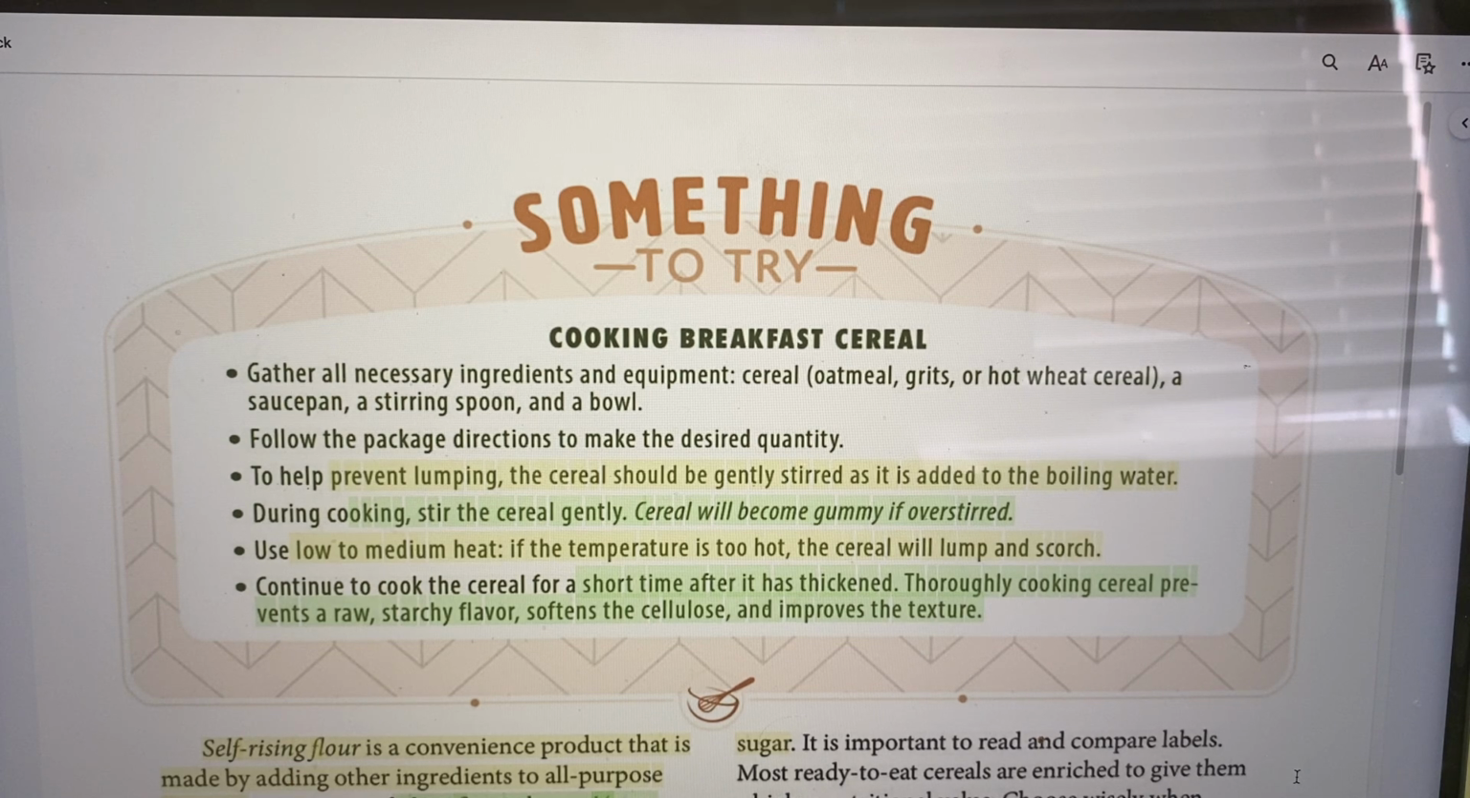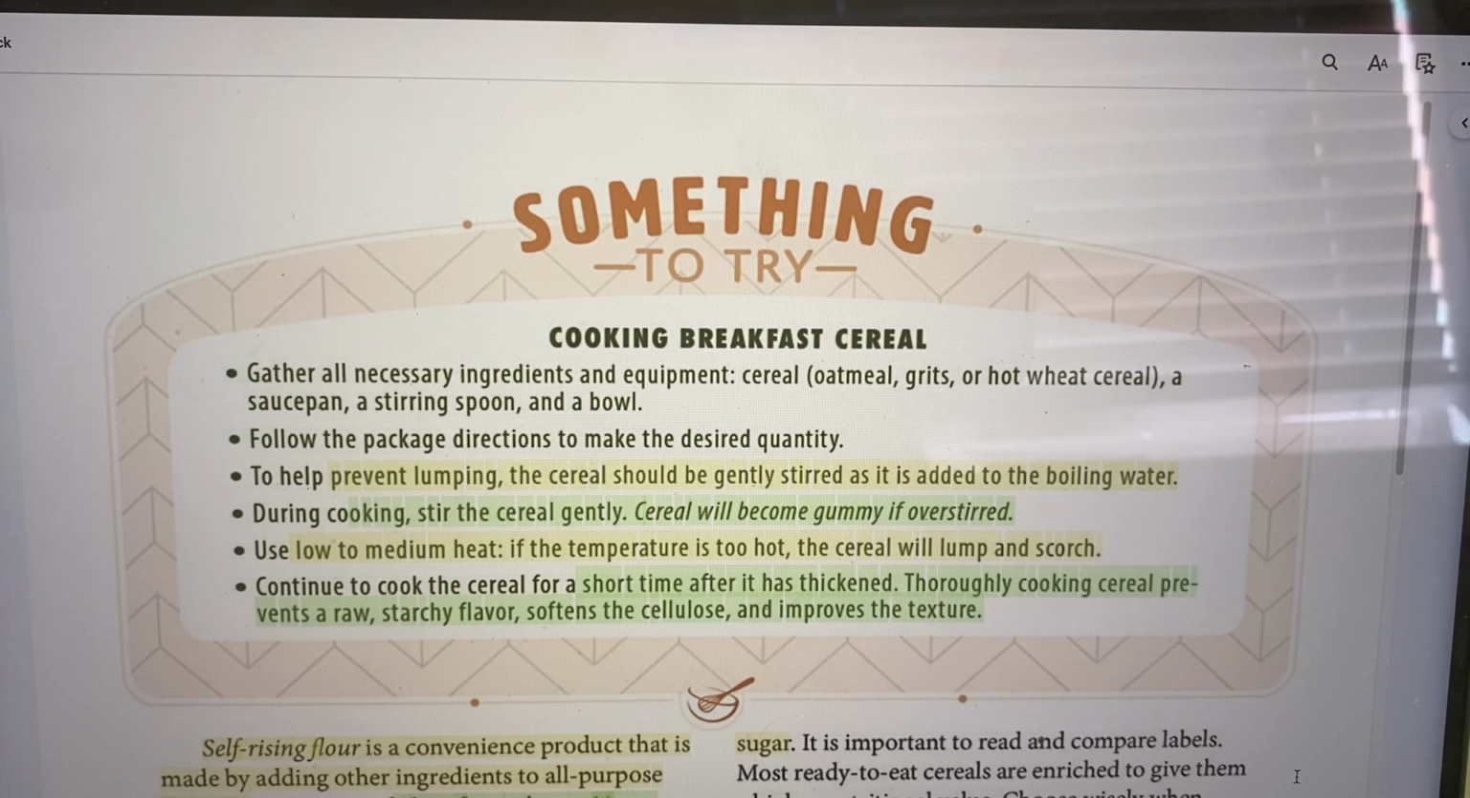During cooking, stir the cereal very gently. The cereal will become gummy if it's over stirred. So you don't want to stir it too much after that point, or it'll become gummy. So use medium heat. If the temperature is too hot, the cereal will lump and scorch. So don't turn it up too hot, just low to medium heat.